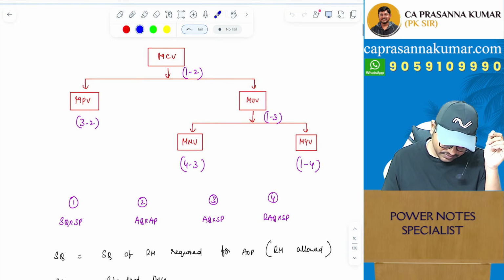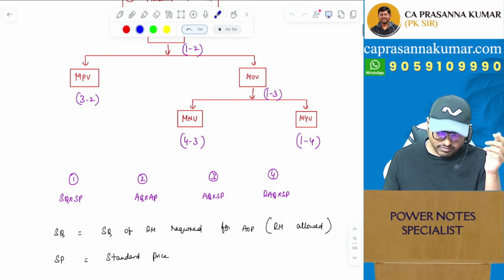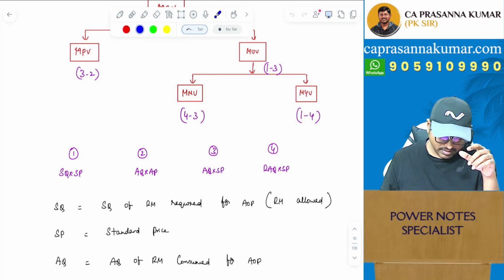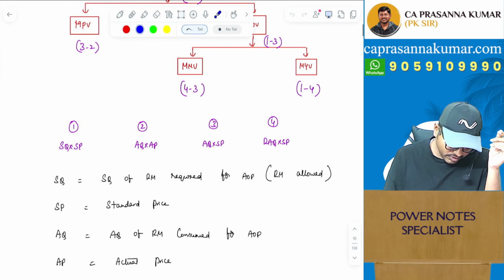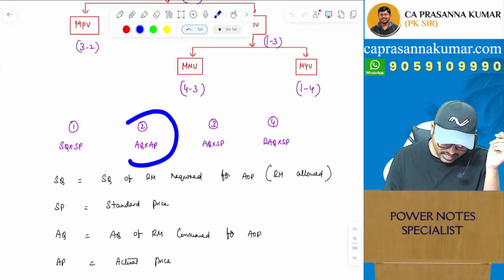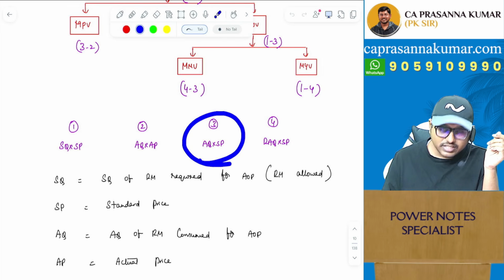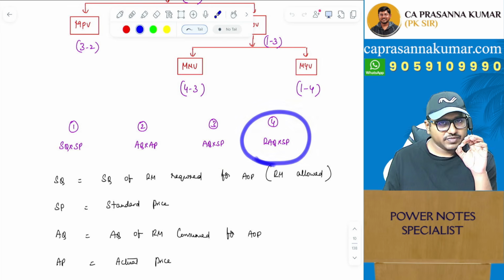That's all. Okay. Now these formulas you need to learn by heart. Before we do that, because we need to write them fast in the examination, I can explain the logic, but as I told you multiple times, let's forget about it right now because it's a revision session. First one, SQ into SP. Second, AQ into AP. Third, AQ into SP. Fourth, RAQ into SP. Clear?